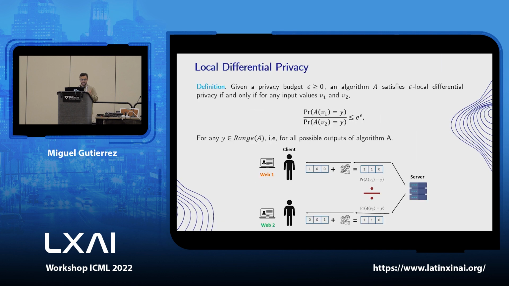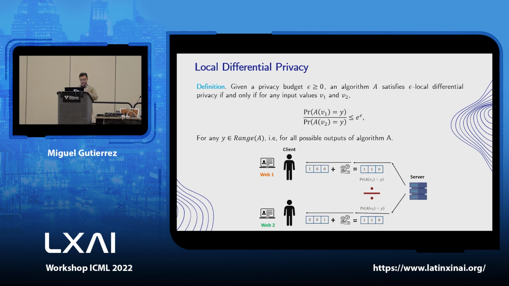So an algorithm is epsilon local differentially private if the ratio of the probabilities of getting the same output based on two different input values is upper bounded by exponential to the epsilon. I know that this is kind of confusing the first time, but I hope you can understand with the image I have in the slide.